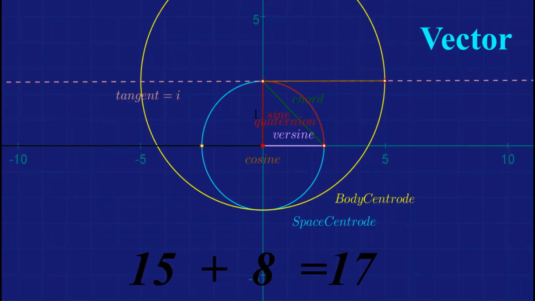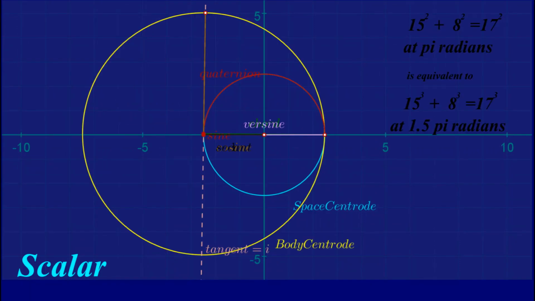Both quaternions then reverse direction and return to their starting point 1, 0. The diagonal triple starts as 8 plus 15 equals 17. It traverses the full length of the diameter where it reaches a maximum of 8 squared plus 15 squared equals 17 squared.